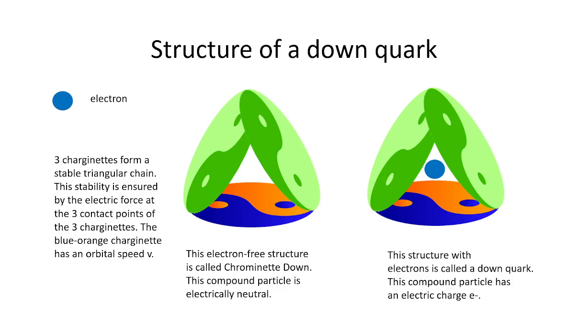It is invisible. If we locate an electron at the center of this chrominate down, we obtain a structure with an electron, called a down quark. This combined particle has an electric charge E-.